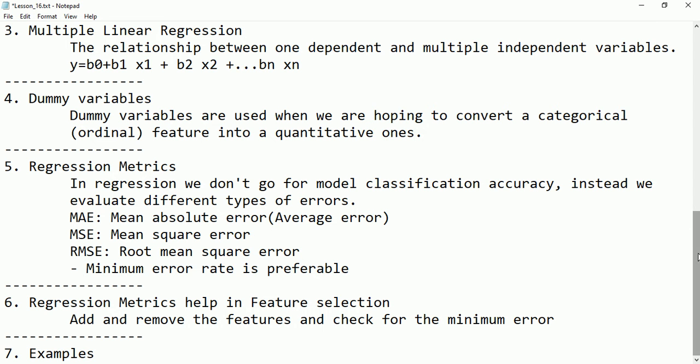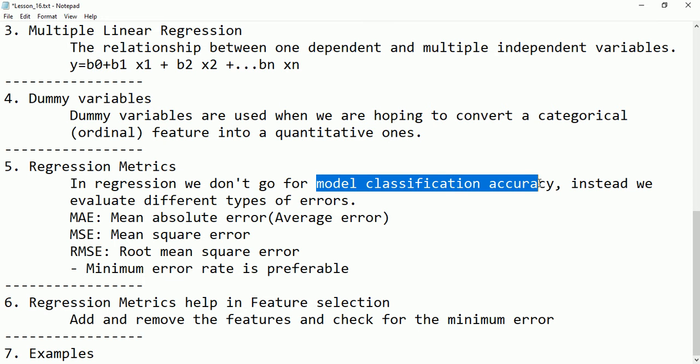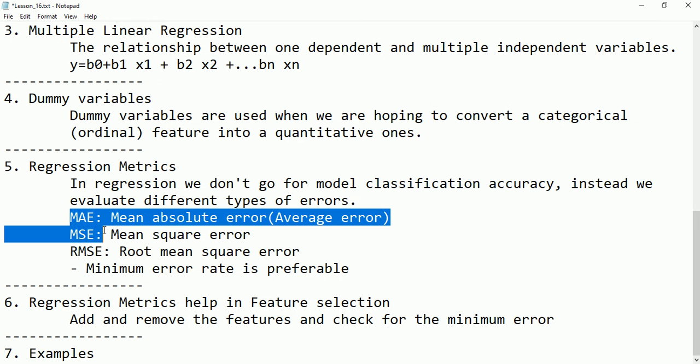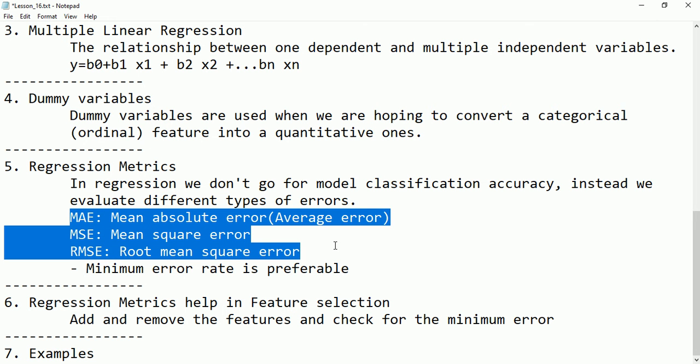So now let's see regression metrics. What metrics do we have here to calculate? In regression, we don't go for model classification. This you have to remember, friends. Here we don't go for classification accuracy to calculate the accuracy of the model. Instead, in regression models, we are calculating some types of errors.